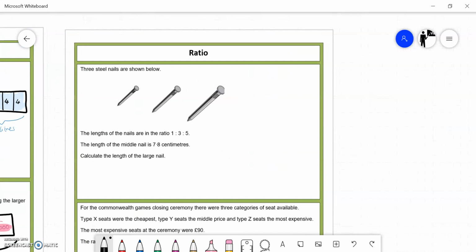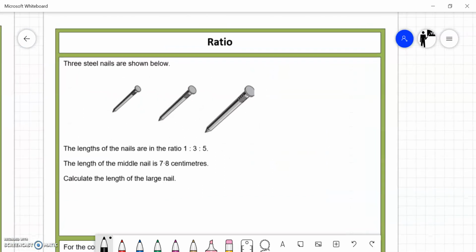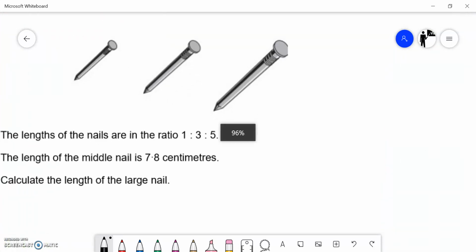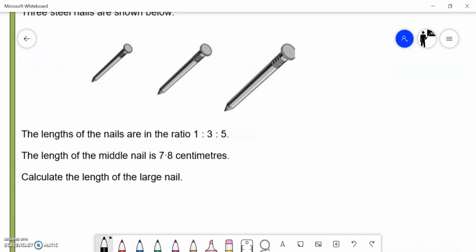Okay, two more examples. 3 steel nails are shown below. The lengths of the nails are in the ratio of 1 to 3 to 5. The length of the middle nail is 7.8. Calculate the length of the large nail. So this is one where we're going to have to scale up. We're not sharing the length of the nails. We're going to have to scale up here. So it's kind of going small to medium to large.